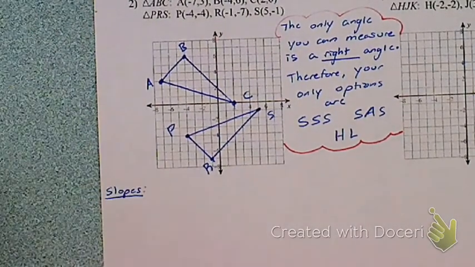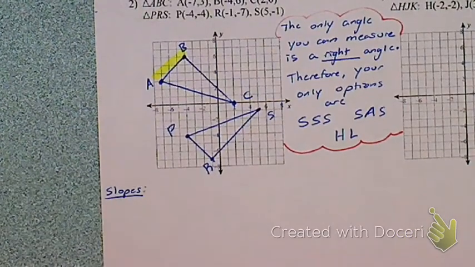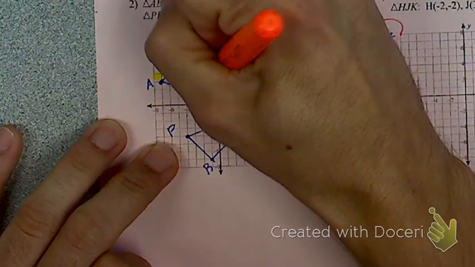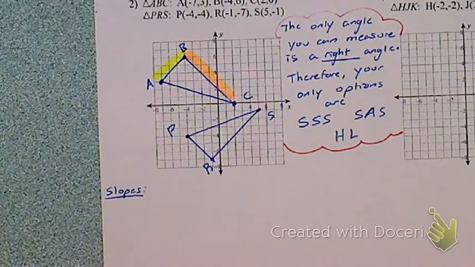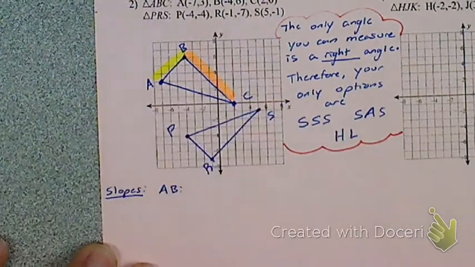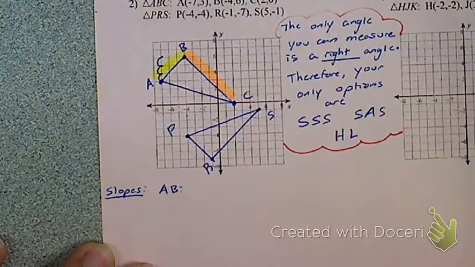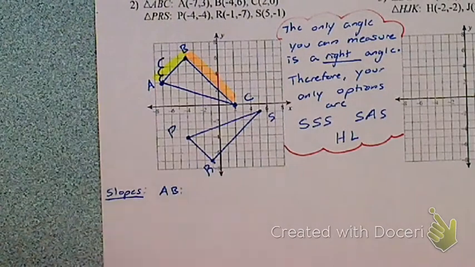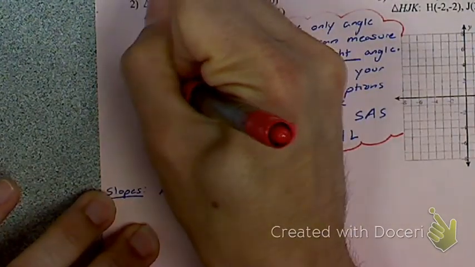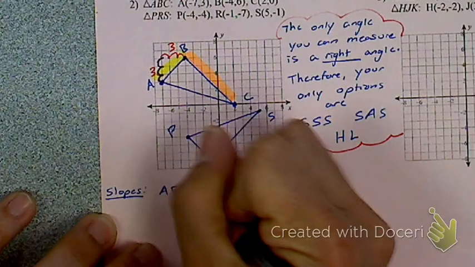In order for B to be a right angle, the lines AB and BC must have opposite reciprocal slopes. How do we find slope? Rise over run. So the slope of AB, how much does it rise? 3. Use a different color for that. How much does it run? 3. Therefore, my slope is 3 over 3.